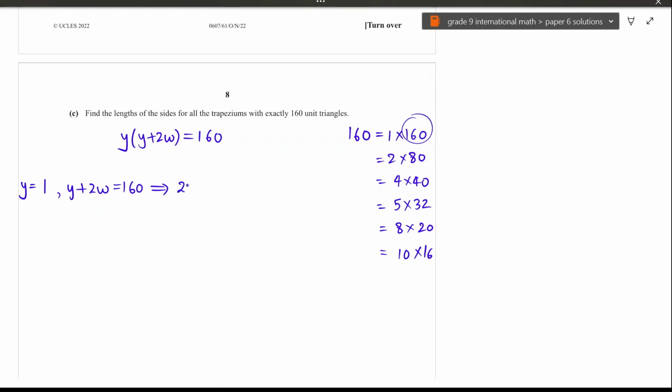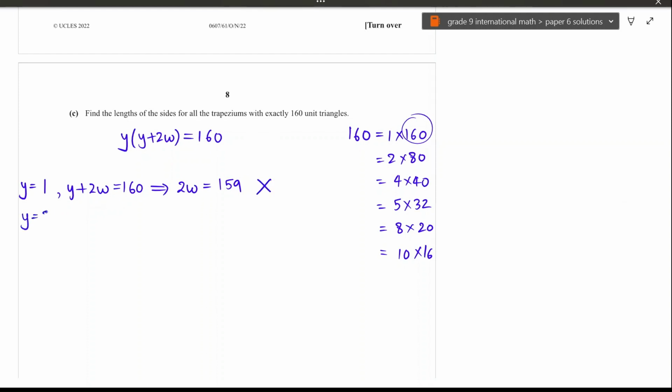So that will give me 2w is equal to 159. So this is going to result in a w which is a fraction, because 2w is an even number, but if I divide by 2, it will give me something as a decimal. So 2w cannot be this way. So this is not possible.